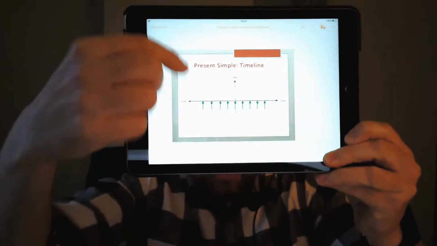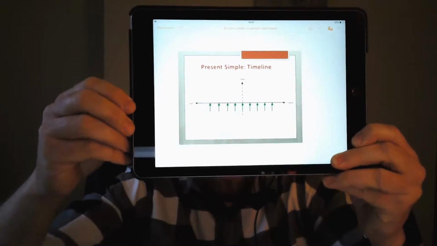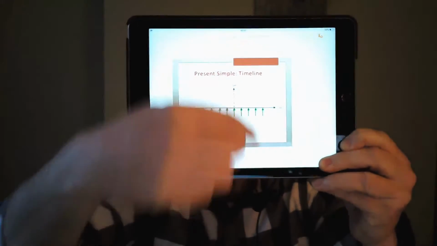So we can see with the example sentence, I work from home every day. So it's every day this is happening. It's repeated like that. Even though it's present simple, we're not talking about now, we're talking about every day, every Friday, every week, things like that. Okay.